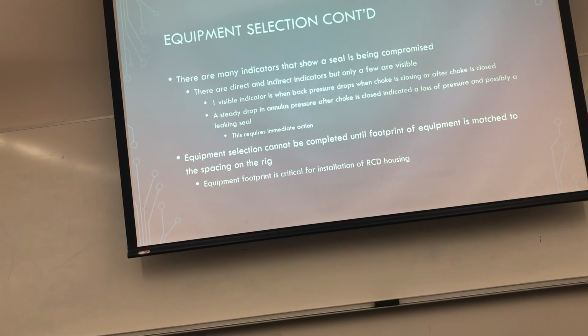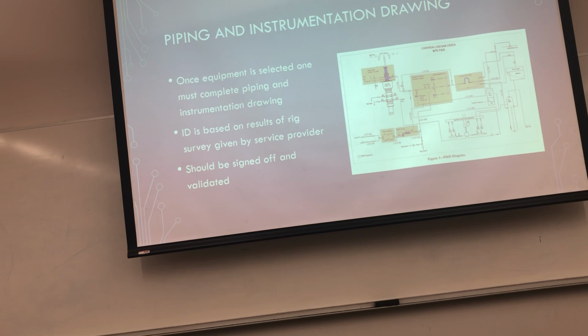Now, the equipment selection can't be completed until the footprint of the equipment is matched to the spacing on the rig. The footprint is very critical for installing the RCD housing. Right here, this figure is a diagram that one must complete once the equipment is selected. It's called the piping and instrumentation drawing, and all the ID is based on results of the rig survey given by the provider. Once you do this, it has to be signed off and validated before any operations can even begin.